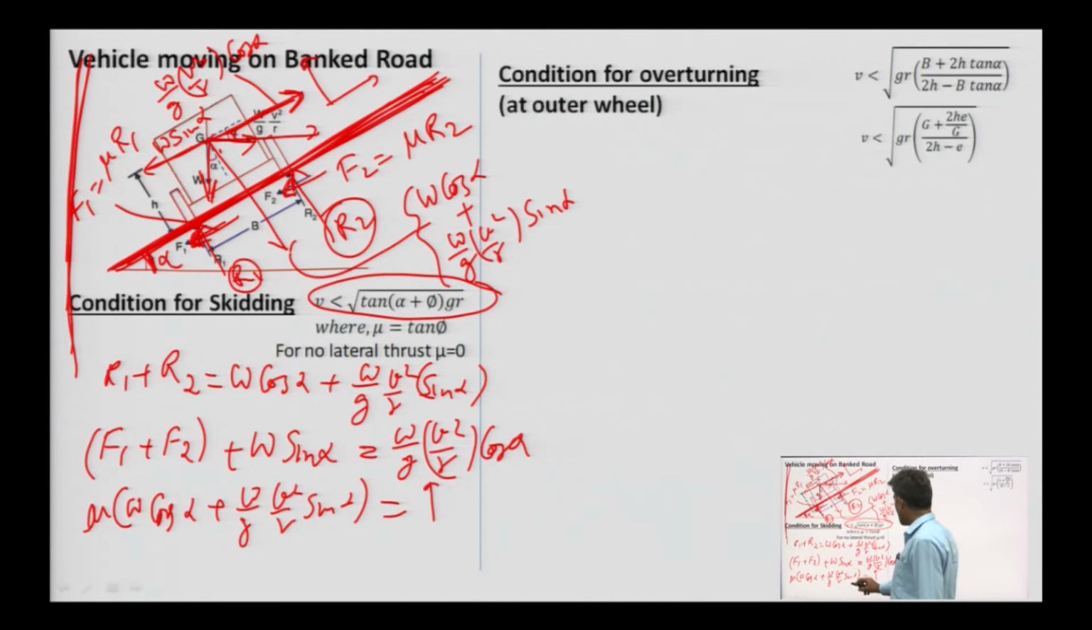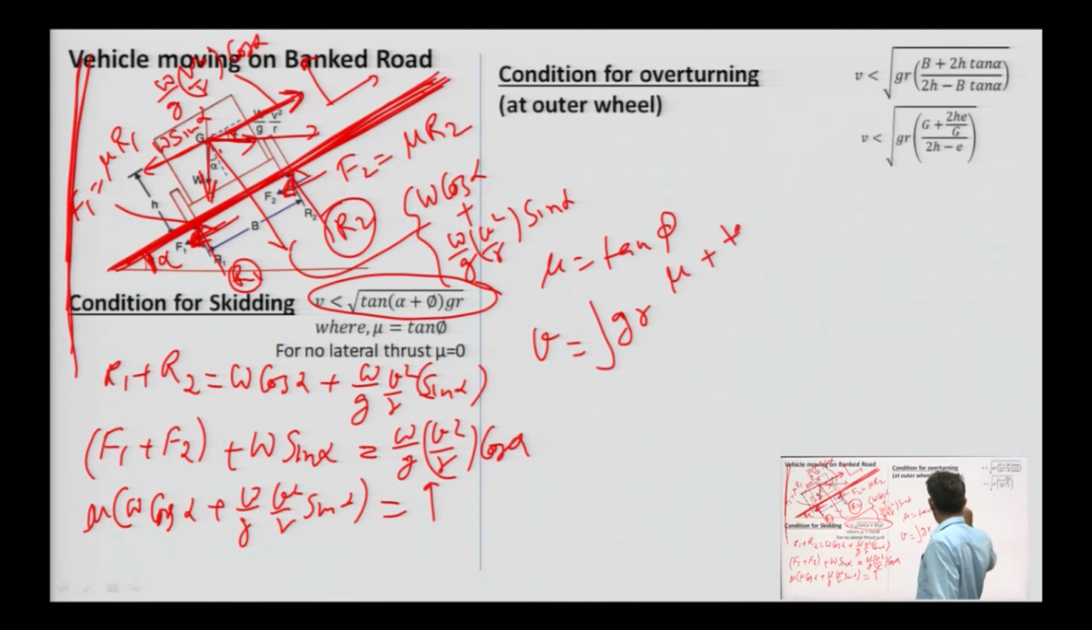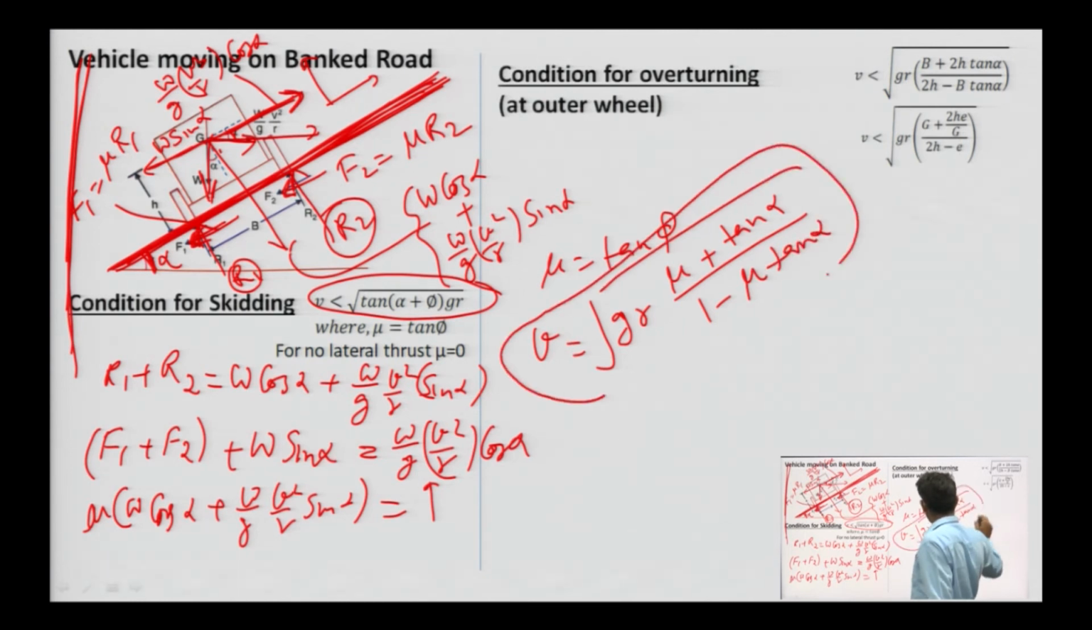So, after calculating this, we have put mu is equal to tan phi. Mu is equal to tan phi, then V is equal to under root of g into R, into mu plus tan alpha divided by 1 minus mu tan alpha. So, we will get this expression by solving this, by putting mu is equal to tan phi.